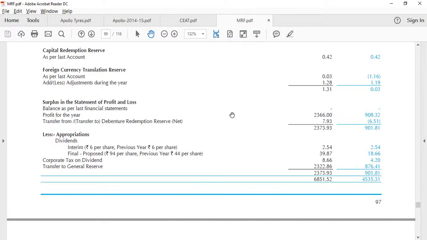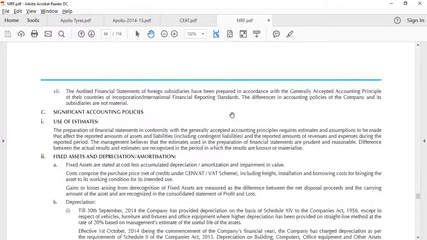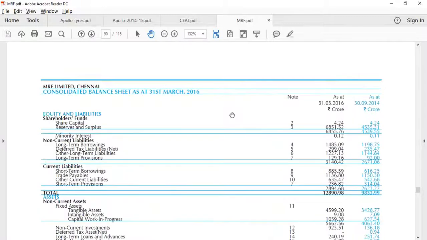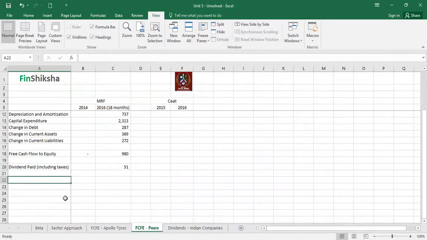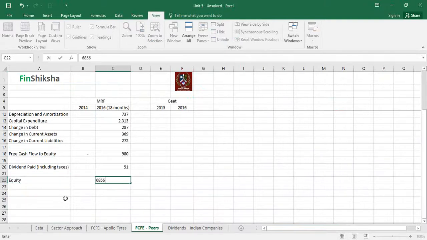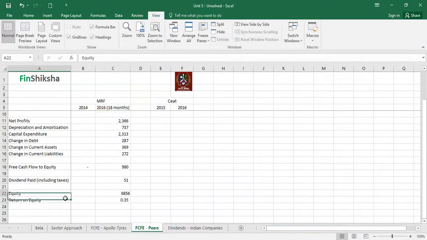So that's for MRF. We can try and find out what equity do they have. So let's quickly go to the income statement and balance sheet, and let's put in the total equity number that they have. That's 6856. That is there. So we can put in the equity number as 6856, and we can calculate the return on equity. That's my net profit divided by 6856.